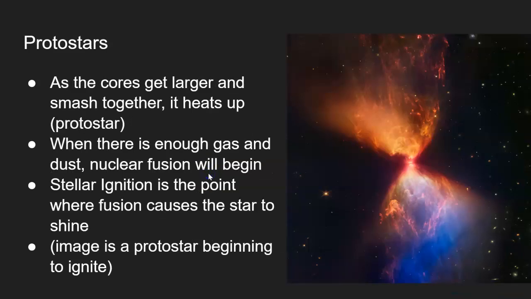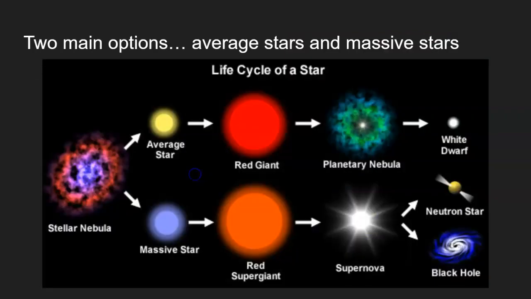A protostar is when you get enough material that the cores get large enough to smash together and heat up. At this point, you have something that's like a star but not quite a star yet. When there's enough gas and dust, nuclear fusion will begin. Stellar ignition is the point where fusion causes the star to shine, and that's when you go from being a protostar into a star. Again, this picture is from the James Webb Telescope. This is a new image from the new telescope that was put up just this past year.